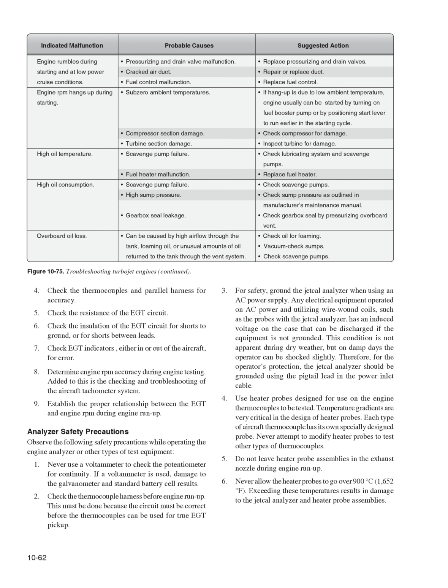Analyzer safety precautions. Observe the following safety precautions while operating the engine analyzer or other types of test equipment. 1. Never use a voltammeter to check the potentiometer for continuity. If a voltammeter is used, damage to the galvanometer and standard battery cell results. 2. Check the thermocouple harness before engine run-up. This must be done because the circuit must be correct before the thermocouples can be used for true EGT pickup.